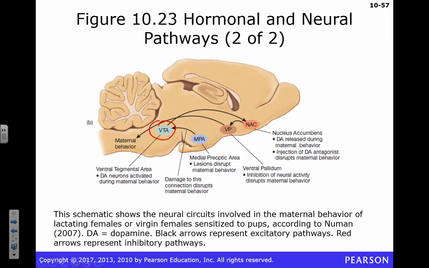And there it is. Ventral tegmental area to the nucleus accumbens. Dopamine's released there during maternal behavior, which I think is kind of an interesting aspect, because maternal behavior seems like it would be unpleasant to do, right? How many of you think it would be great to wipe human waste off of another person? Doesn't sound like fun, does it? To carry around another person and all of their luggage for years doesn't sound like fun.